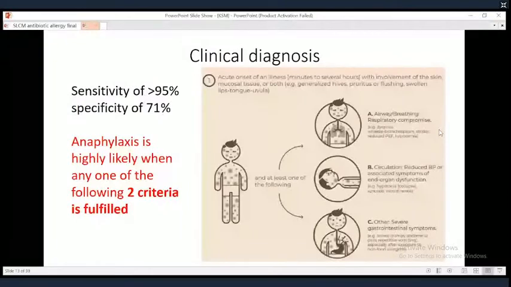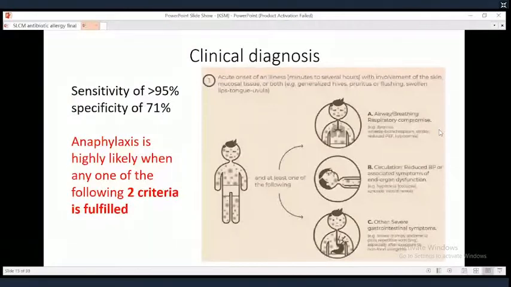Clinical diagnosis of anaphylaxis. When a patient comes to the emergency treatment unit, you need to quickly diagnose whether this is indeed anaphylaxis or not. For that we use this clinical tool, and this is quite a good tool because it has a sensitivity of about 95% and a specificity of about 71%. This sensitivity is very important because you don't want to miss any patient who has anaphylaxis. You might overtreat patients because the specificity is around 70%, but the important thing is that you should not miss any patient.